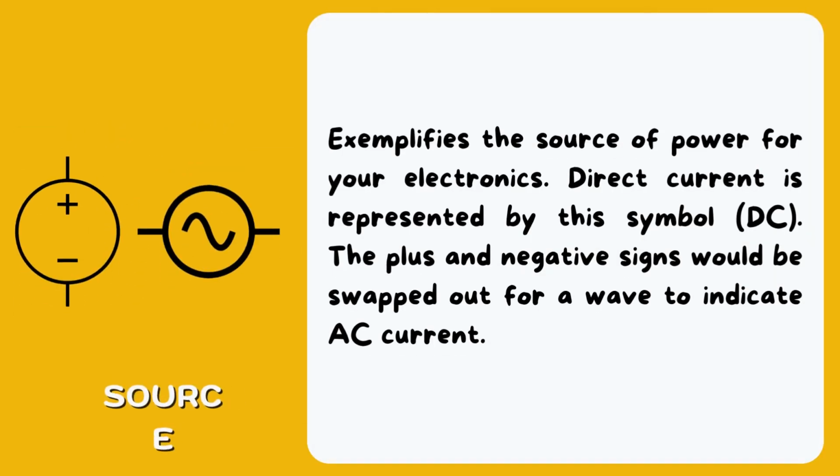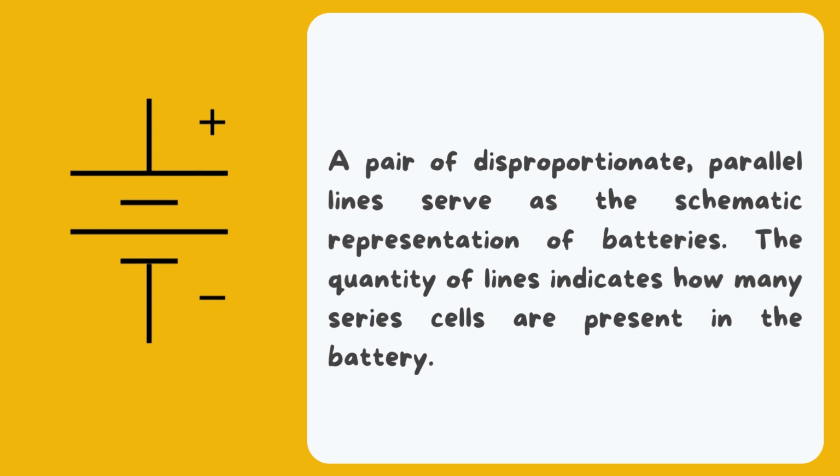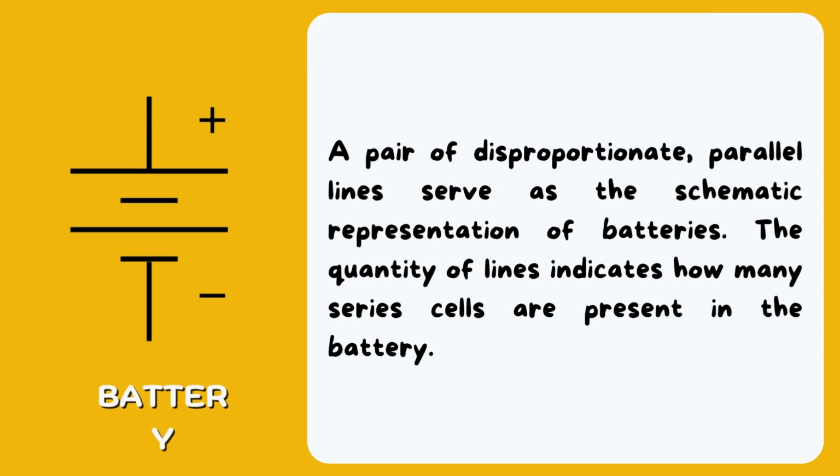Source: exemplifies the source of power for your electronics. Direct current is represented by this symbol, DC. The plus and negative signs would be swapped out for a wave to indicate AC current. Battery: a pair of disproportionate, parallel lines serve as the schematic representation of batteries. The quantity of lines indicates how many series cells are present in the battery.